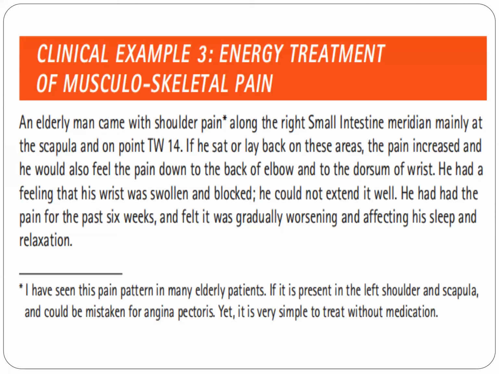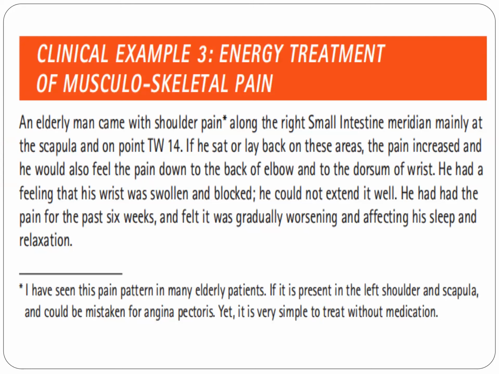An elderly man came with shoulder pain along the right small intestine meridian, mainly at the scapula and on point triple warmer 14. If he sat or lay back on these areas, the pain increased, and he would also feel the pain down to the back of the elbow and to the dorsum of the wrist. He had the feeling that his wrist was swollen and blocked. He could not extend it well.